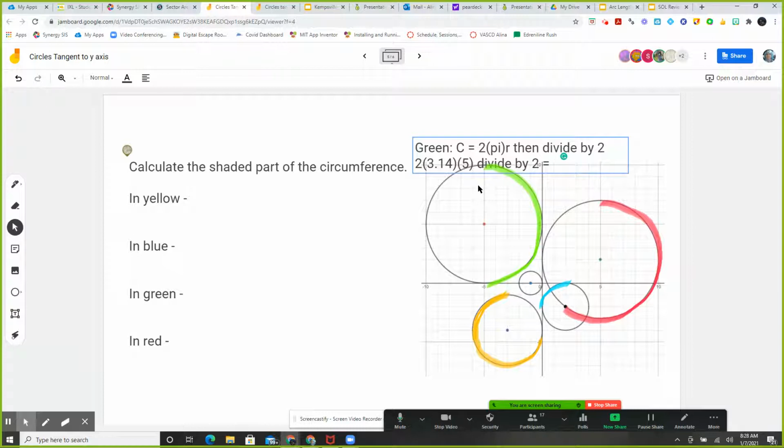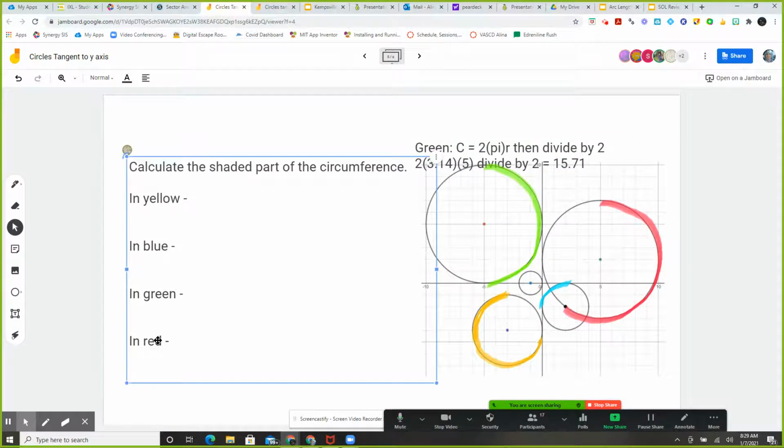3.14 times 5 times 2 divided by 2 is? Would it be 15.71? Absolutely. I got 15.7 because I rounded. We can get 15.71. You probably use the pi button. What about the red one? What math could I do there? Oh, let's not do the red one yet. Let's do the yellow one.